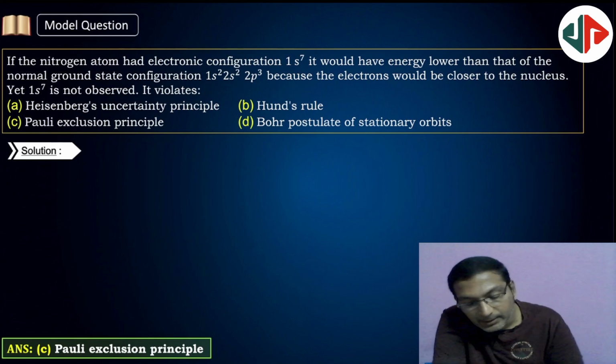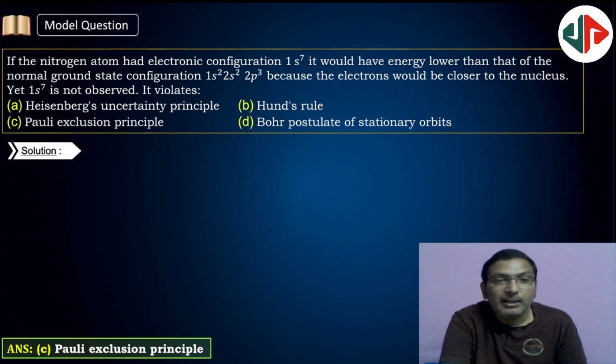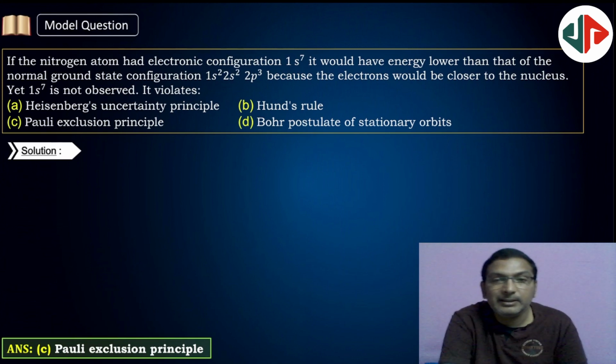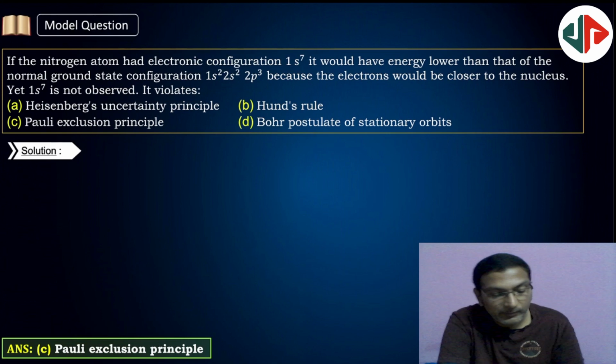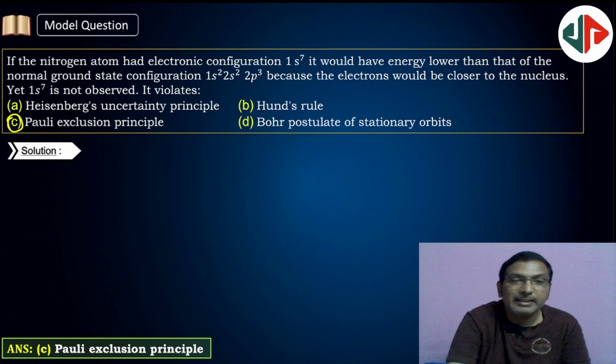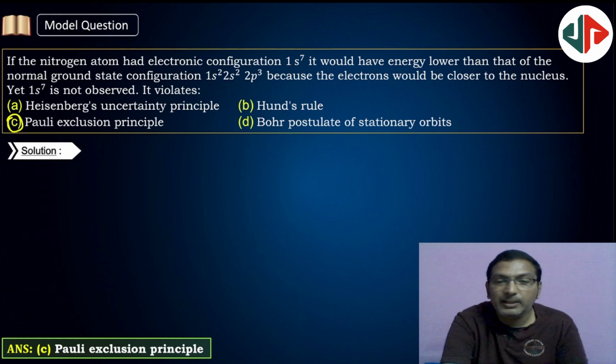Why? Because according to Pauli's exclusion principle, an atomic orbital can accommodate a maximum of 2 electrons with opposite spins. Here in the 1s orbital, there are 7 electrons. That is impossible. So clearly, Pauli's exclusion principle. Exclusion means here only. Any atomic orbital can accommodate a maximum of 2 electrons with opposite spins. Here in the 1s orbital, 7 electrons are placed. That is wrong according to Pauli's principle. So 1s7 configuration is violating Pauli's principle simply.